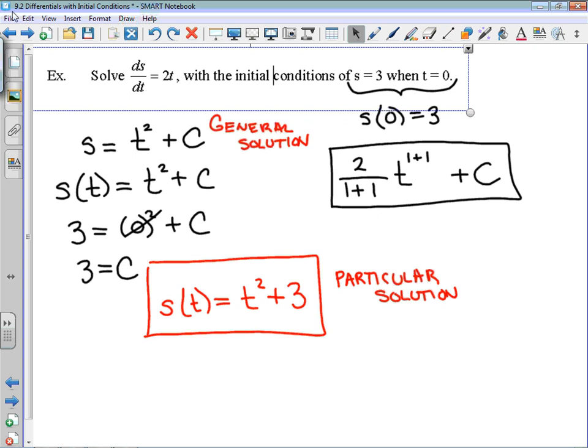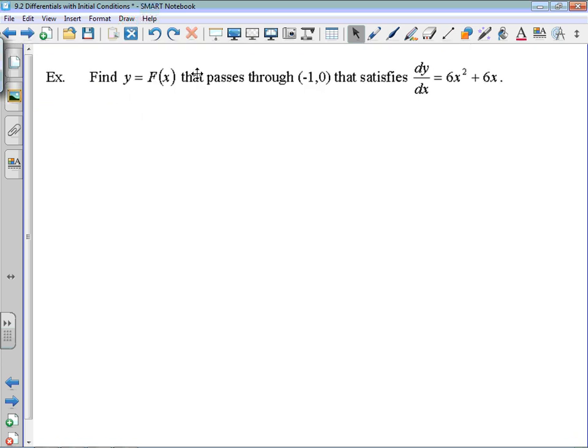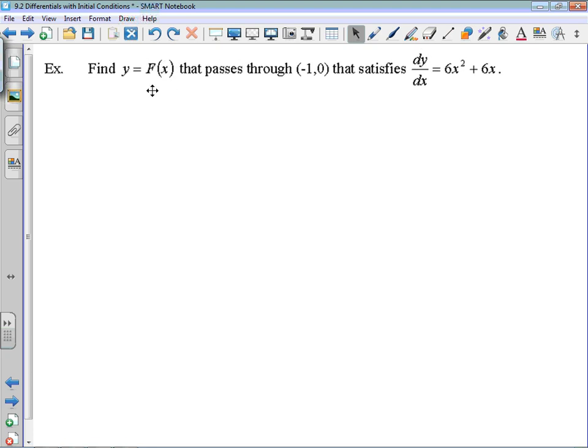All right, moving right along. Another example very similar to that. It wants us to find the function that passes through (-1, 0) that satisfies that differential. With the differential, the way that you're using the notation in this case, we have to basically say y, and we're not going to do a lot of manipulation. We're going to do that later when we talk about the integral.